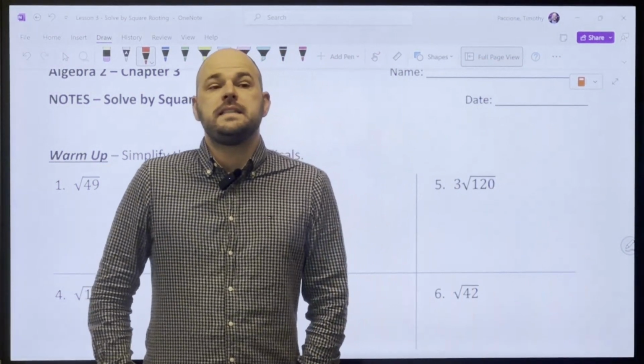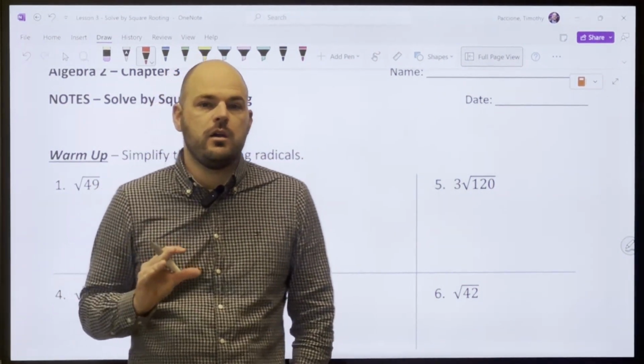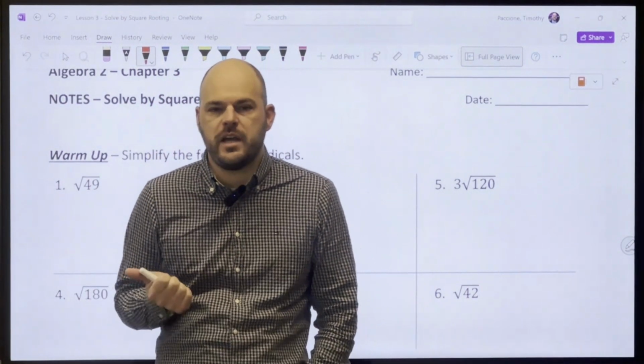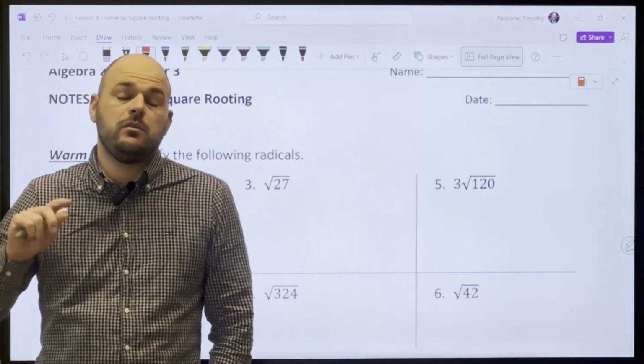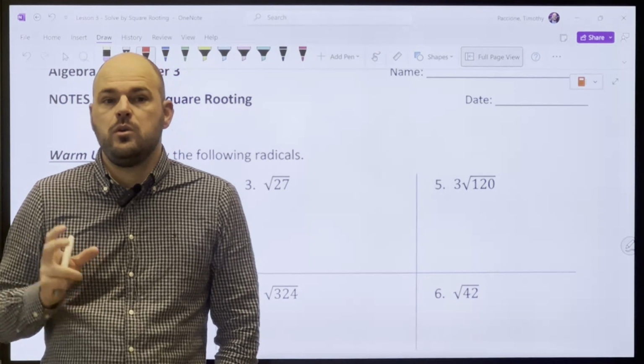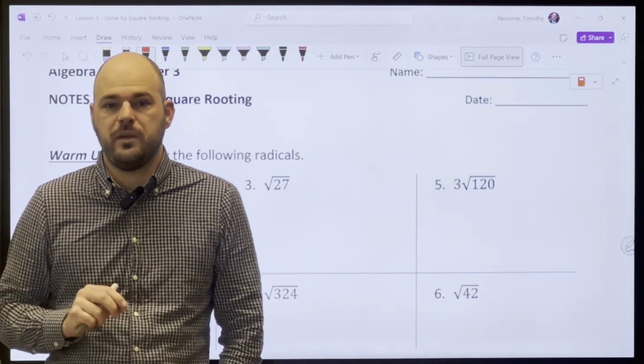All right, so today we're going to solve by square rooting. So we already know how to solve quadratic equations certain ways, right? We know that when we have standard form, we can turn it to intercept form, and then we can use the zero product property to solve.